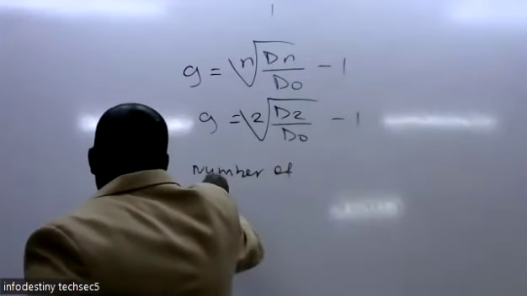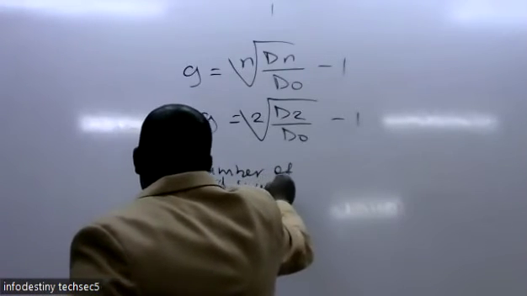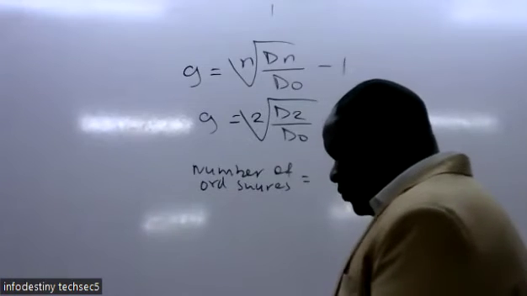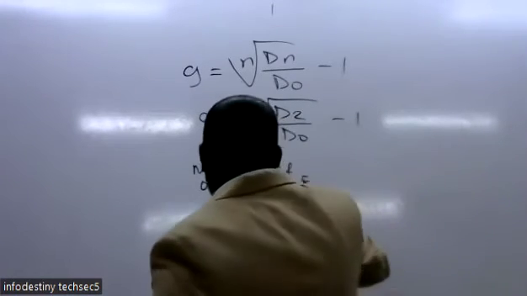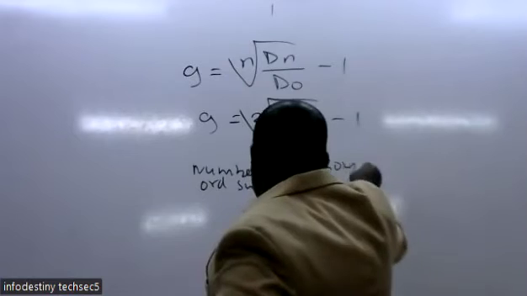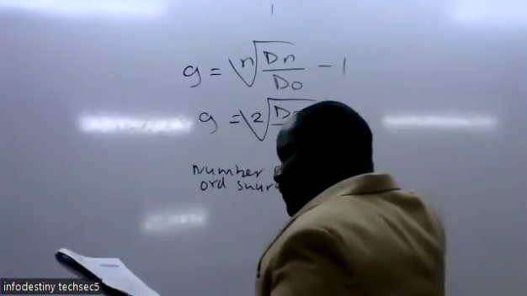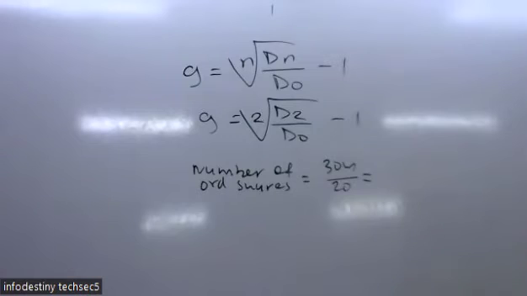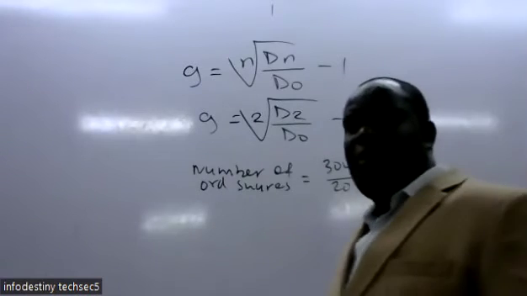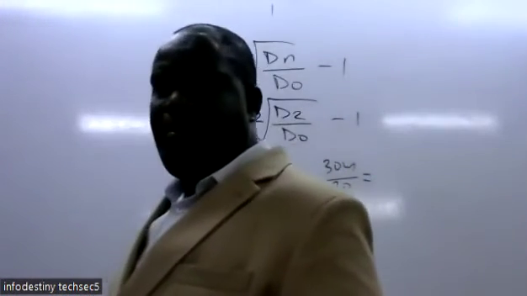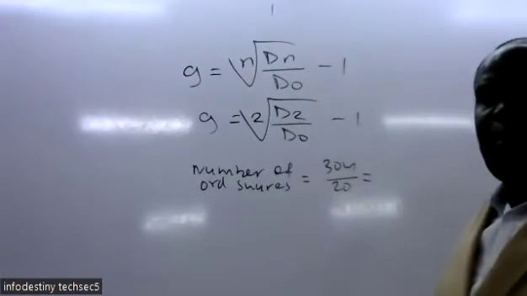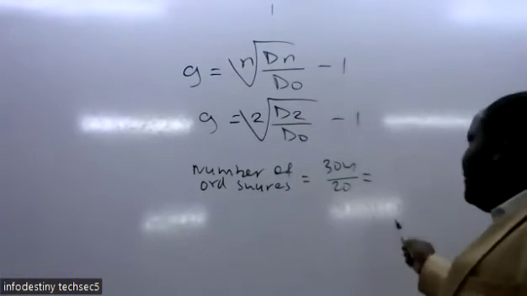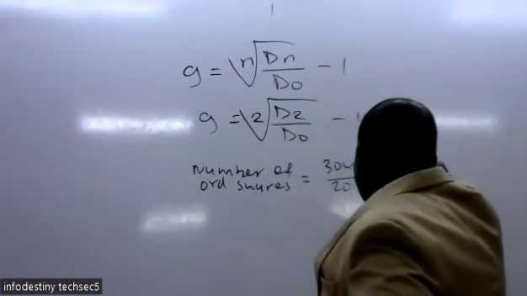So to compute the number of the ordinary shares, the number of the ordinary shares will be equal to 30 million, and you can see the par value is 20. So you take the 30 million divided by 20 so that we come up with the number of the ordinary shares. There are how many ordinary shares? It will be 1.5 million.